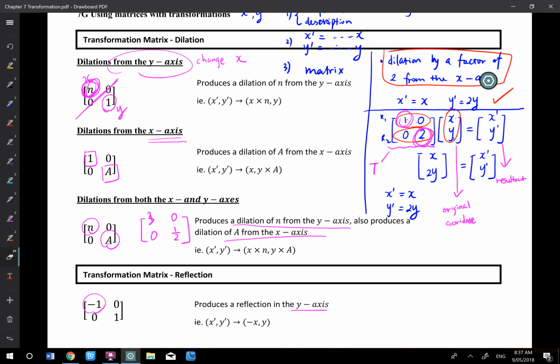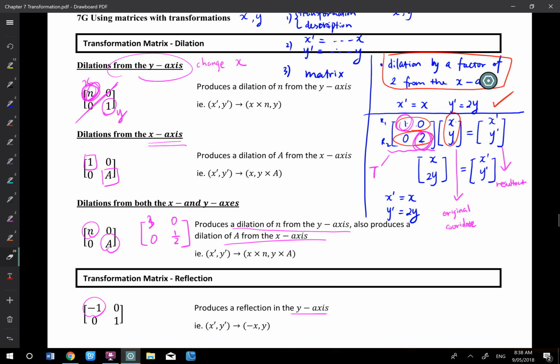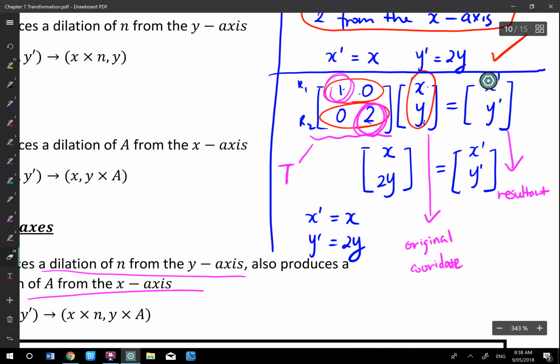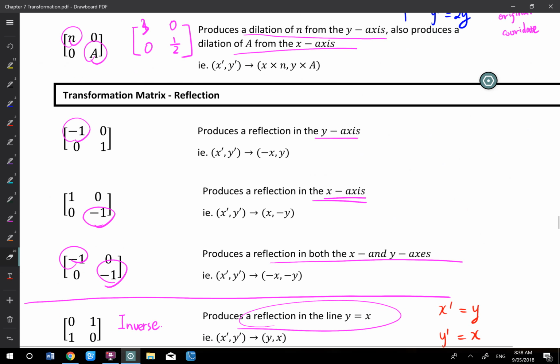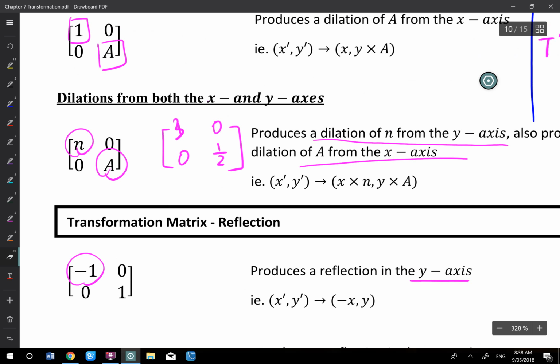So we can represent dilation and reflection by a 2 times 2 matrix, and we have particular ways to write it. For example, if I give you 1 0 0 2, you know that should be a dilation by a factor of 2 from the x-axis. If the 2 is instead in the other position, swapping the y and 2, that will be a dilation by a factor of 2 from the y-axis. We can also do 2 dilations in the same matrix, so a dilation by a factor of 3 from the y-axis and a factor of a half from the x-axis.